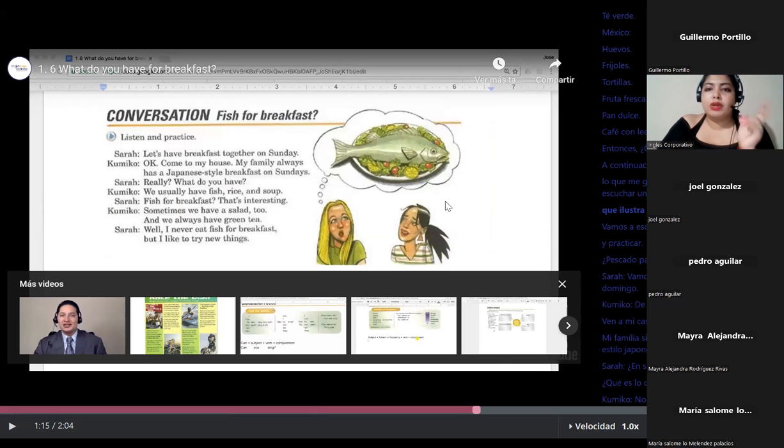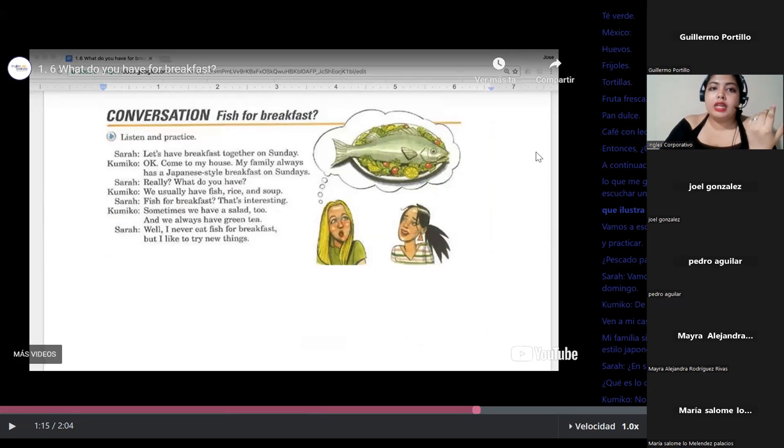Tenemos a dos chicas en la conversación. Let's have breakfast together on Sunday. Vamos a desayunar juntas el domingo. And the other girl said, okay, come to my house. My family always has a Japanese style breakfast on Sunday. Le dice que vaya a su casa, que ellos siempre, ¿verdad? La familia mantiene esa tradición de la comida japonesa para los desayunos los domingos.